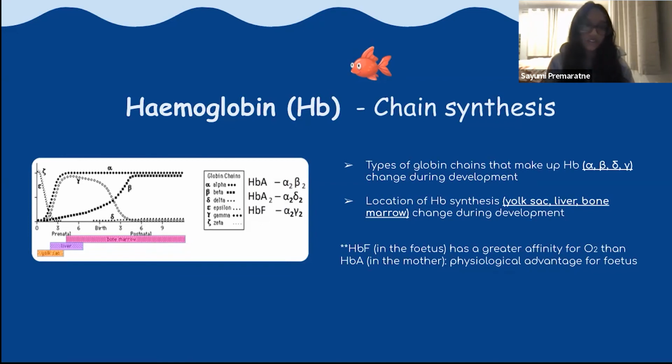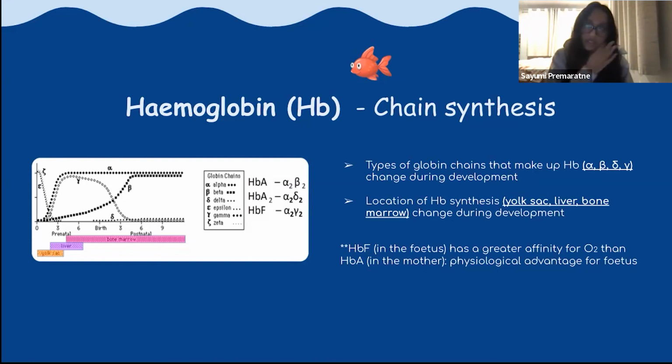And also the location of hemoglobin synthesis will change. So before birth, it can happen in your yolk sac, in your liver, in your bone marrow. And then anytime after birth, it happens always in your bone marrow.